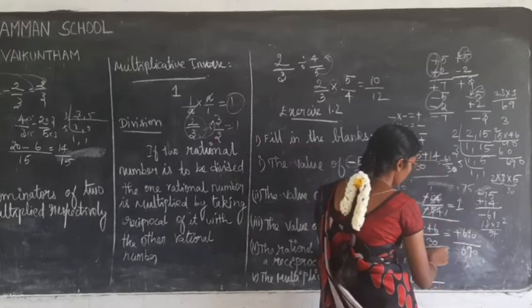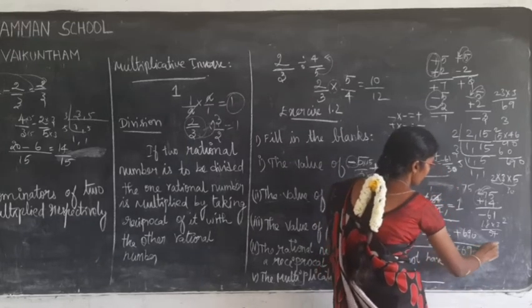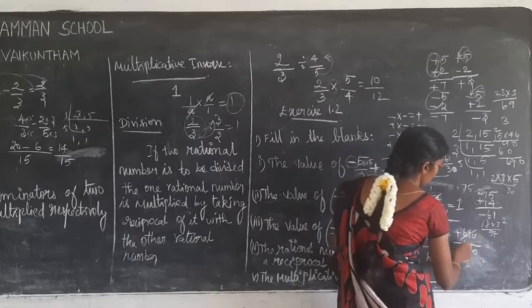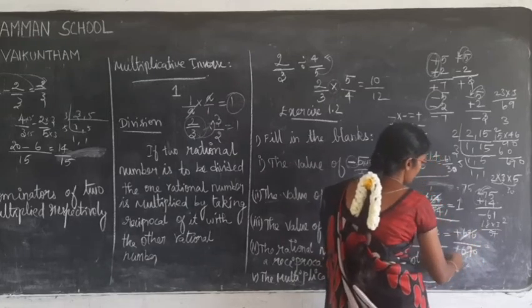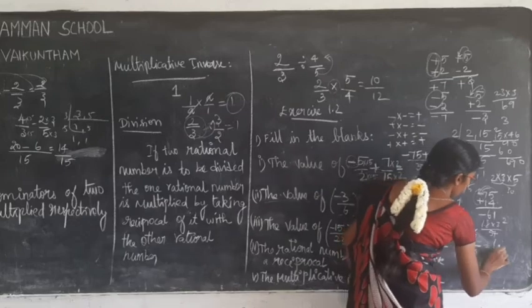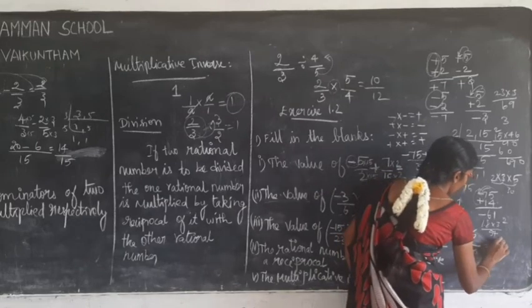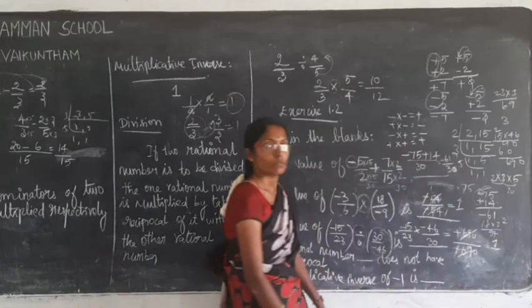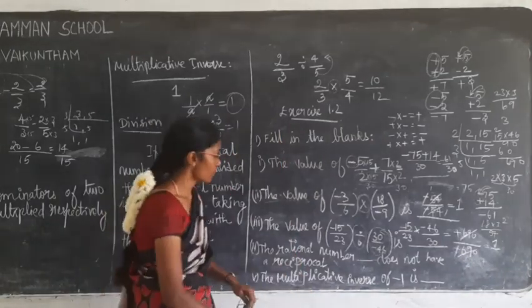Okay. So plus into plus, plus. So what is the answer here? 690 by 690. Same denominator. So you will get the answer 1. Clear?